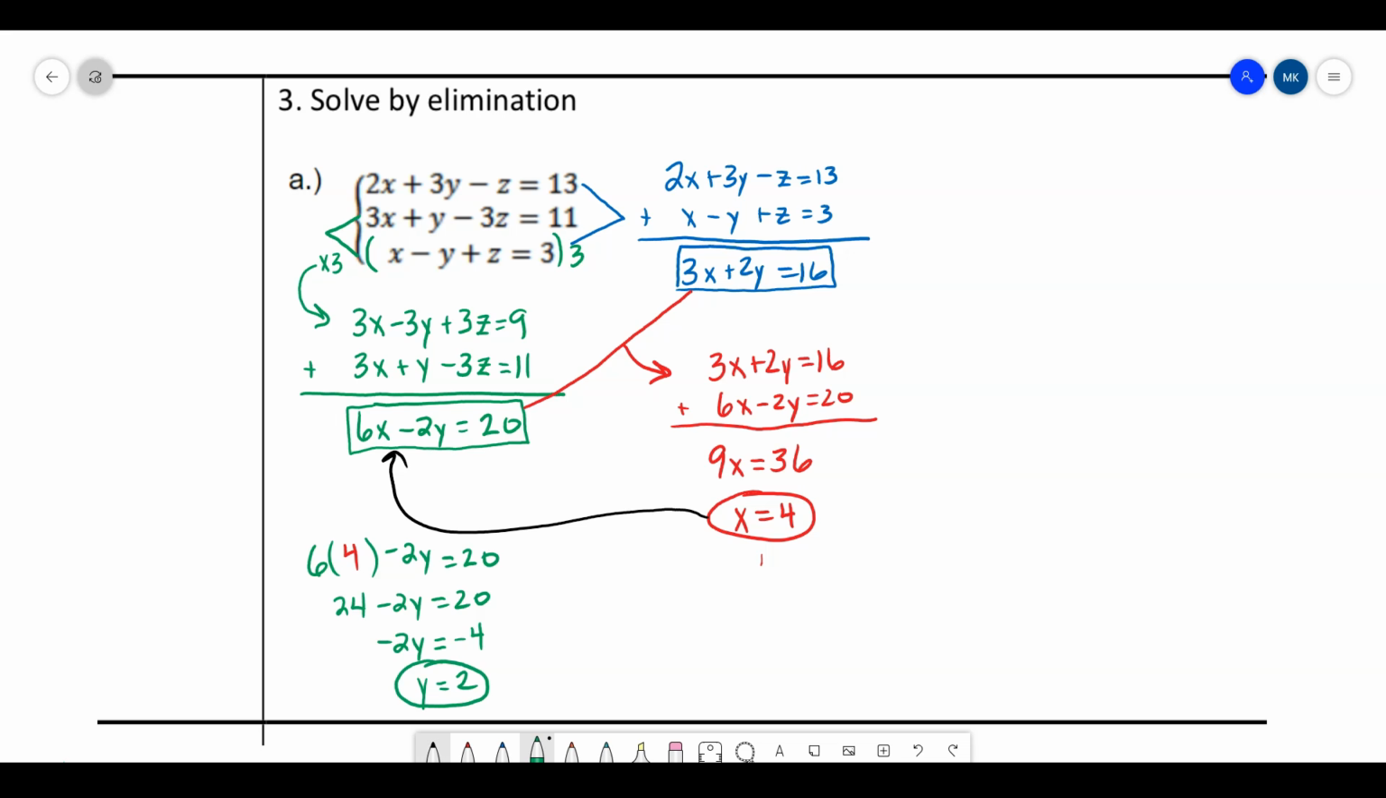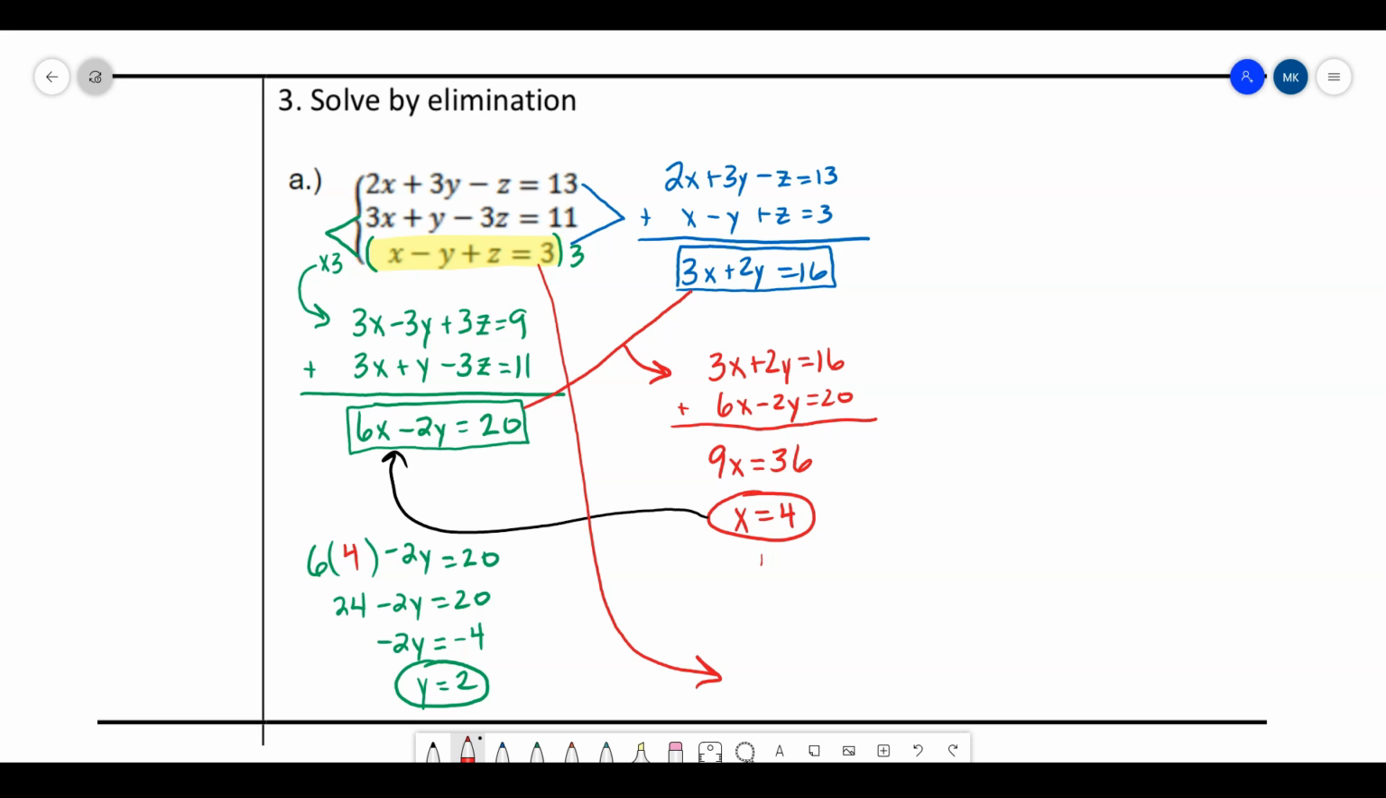So now I know what y is. So I know what x is, I know what y is. So now I need to go ahead and plug that into any one of my original equations. And again, it doesn't matter which one I use. So I'm just going to use this last one right here, because that seems to be the easiest one. So I'm going to take this one right here and get my final answer, or my final z.